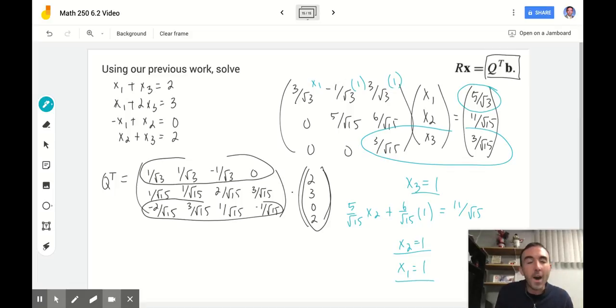We've learned a lot of methods in this course, and you can add this one to your list also. We can also solve systems by using QR factorization. And again, it's very useful when trying to avoid the round-off error that occurs, especially with these weird radicals that we got.